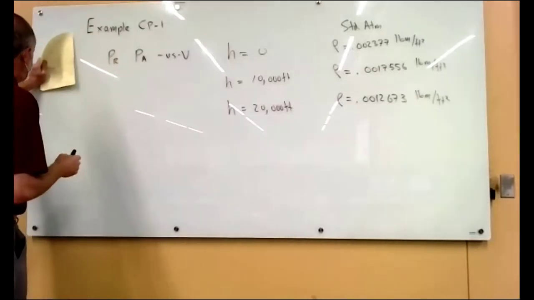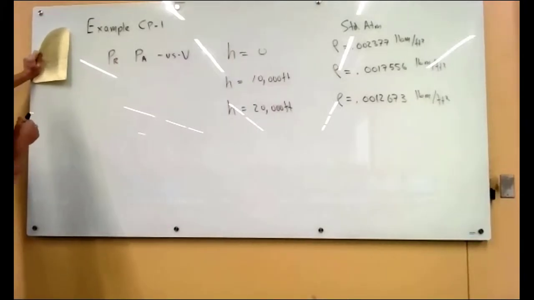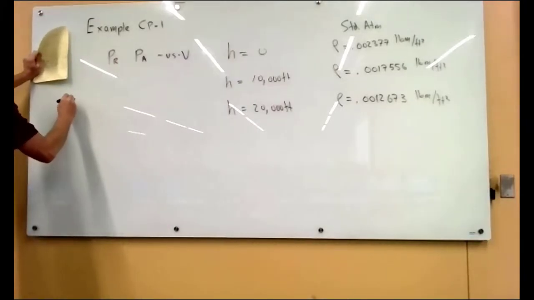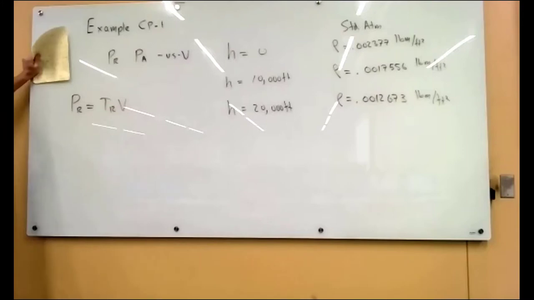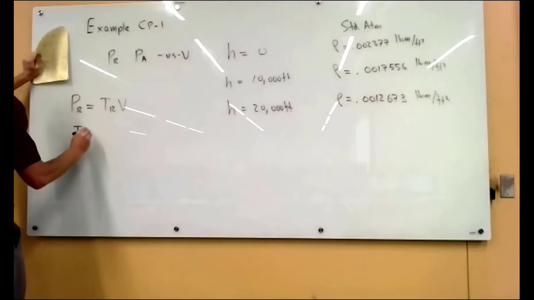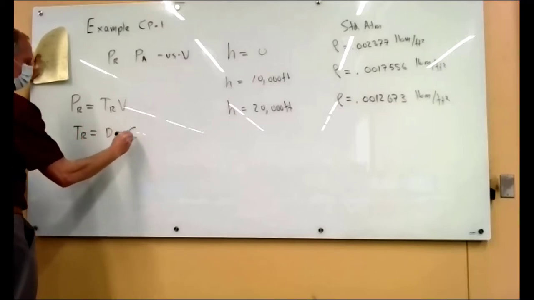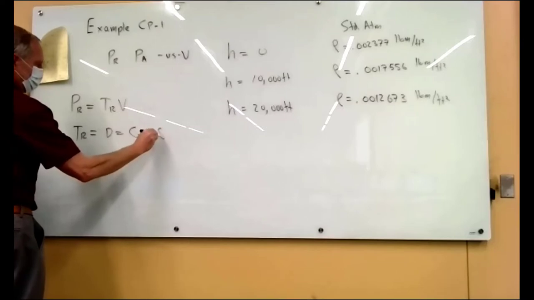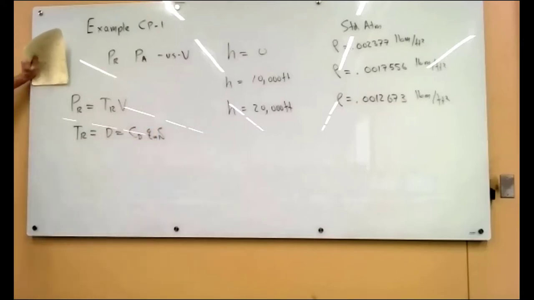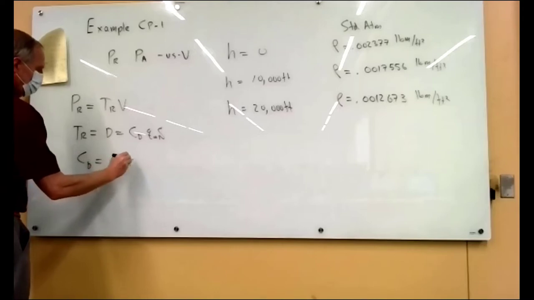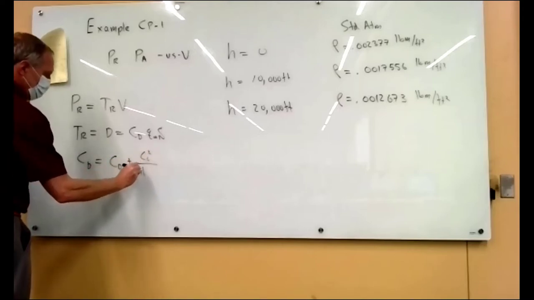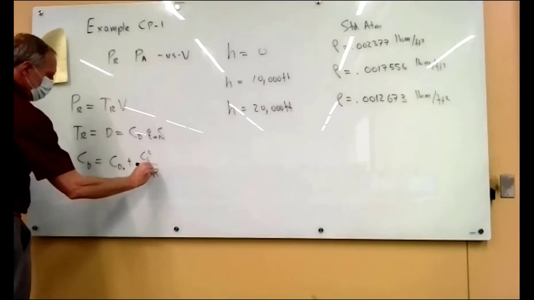So the process is just as normal, that we want to plot power required. So that's thrust required times velocity. And to get thrust required, it's equal to the drag. It's CD Q infinity S. So we have to calculate Q infinity and CD. And then CD is CD0 plus CL squared over pi E hat AR.